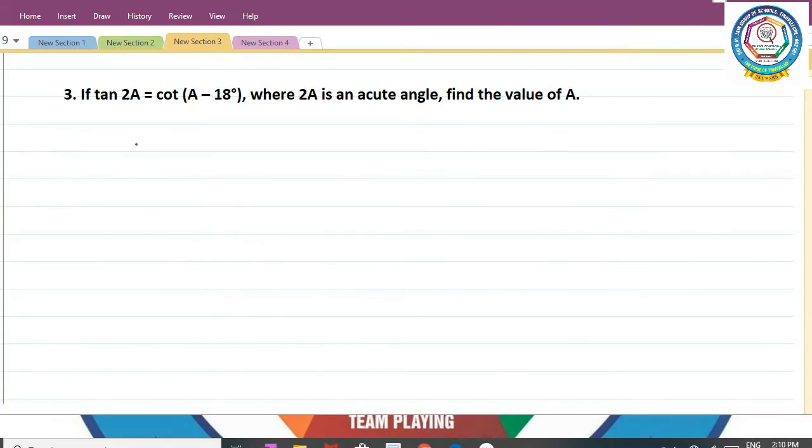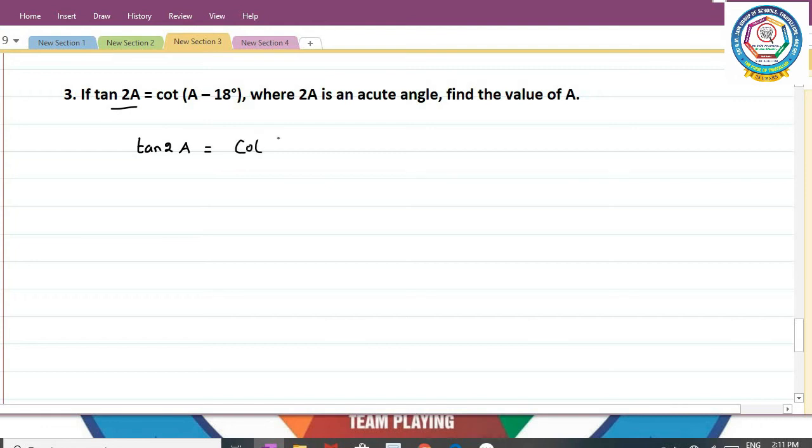Sum number 3. If tan 2a equal to cot of a minus 18 degree, where 2a is an acute angle, then find the value of a. So first, what is given here? tan 2a equal to cot of a minus 18 degree. So here is tan, here is cot.